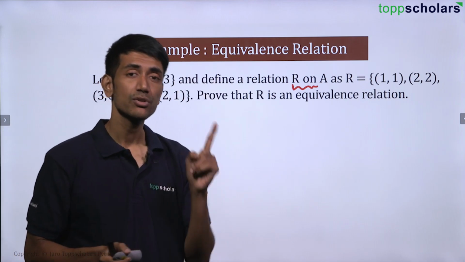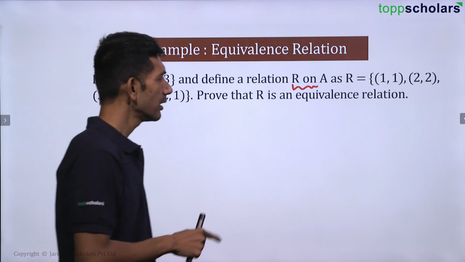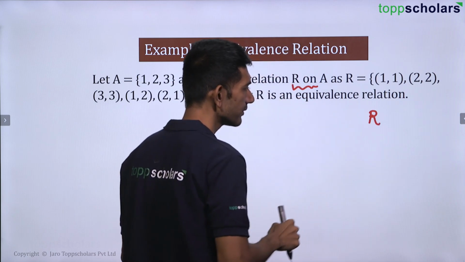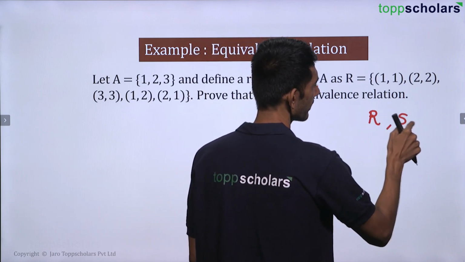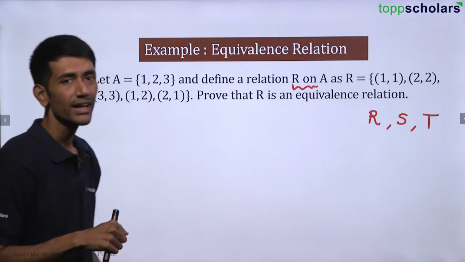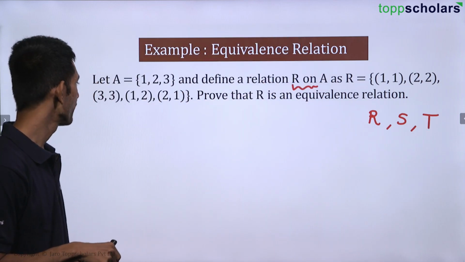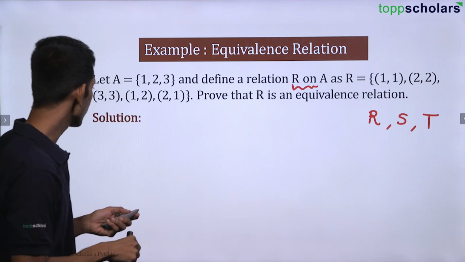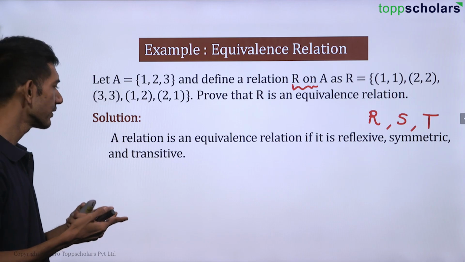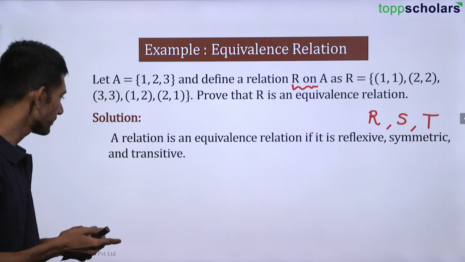This is a question based on relation. So if you remember, we get an equivalence relation when the relation is reflexive, symmetric and transitive. All 3 of the conditions must be satisfied. So let us have a look at this. A relation is an equivalence relation if it is reflexive, symmetric and transitive.